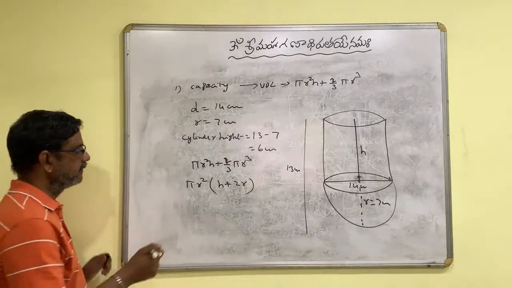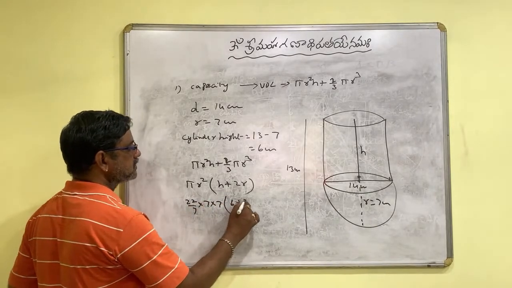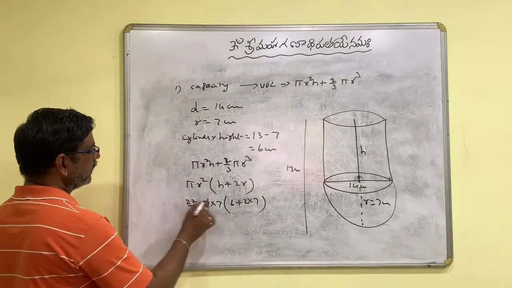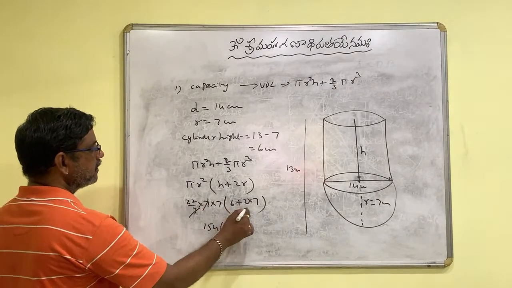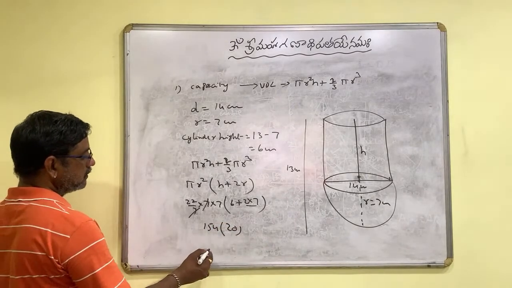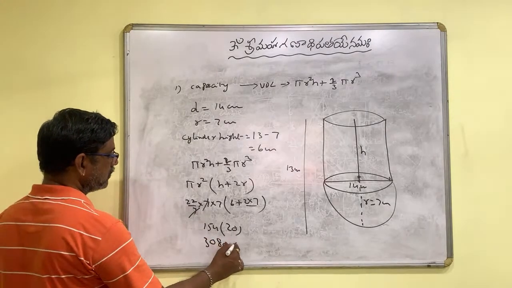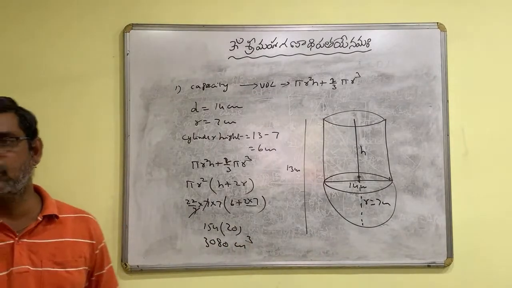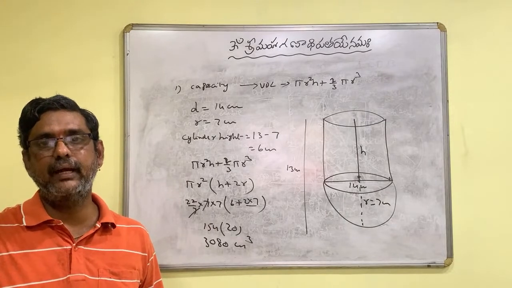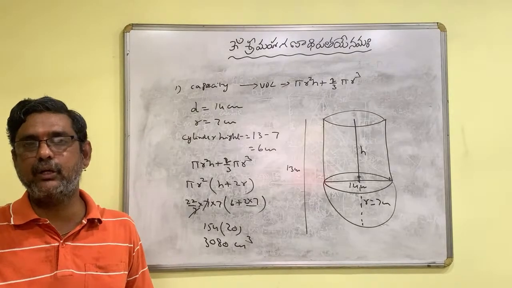Now substitute the values. 22/7, 7 into 7, 6 plus 2 into 7. 7 7 get cancelled. 22 into 7 is 154. 2 7s are 14 plus 6 is 20. So answer is 3080 centimeter cube. Volume of vessel is 3080 centimeter cube.